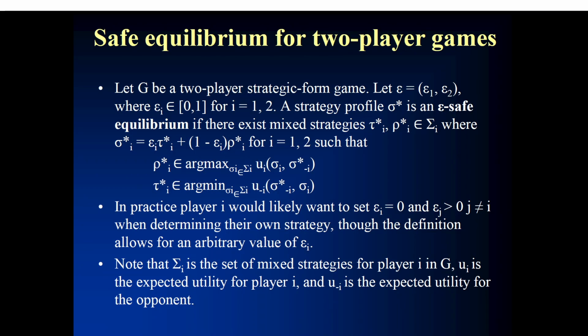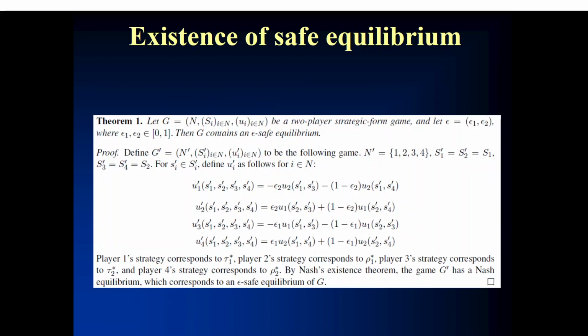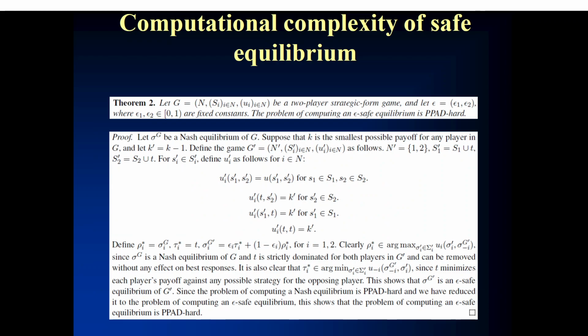Let me talk about existence. The first thing we'd like to know is, for a given epsilon 1 and epsilon 2, is it guaranteed that there exists an epsilon safe equilibrium? It turns out the answer is yes. I'm not going to go too far into proofs in this talk. They're in the paper, but we can see this by constructing a 4-player game that's equivalent to this epsilon safe equilibrium. Since Nash equilibrium implies that the 4-player game has an equilibrium, that's going to correspond to an epsilon safe equilibrium.